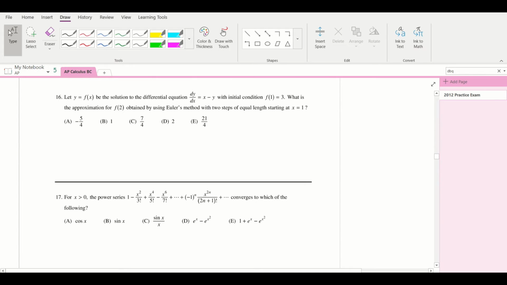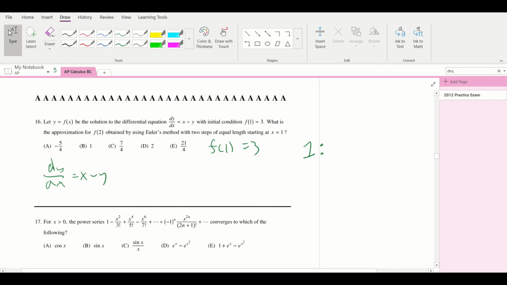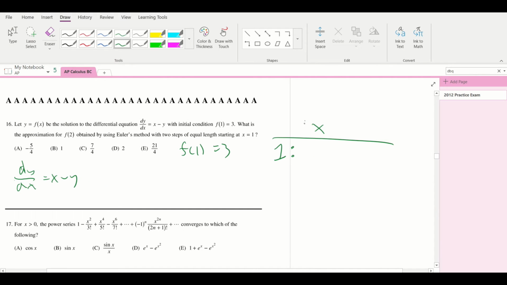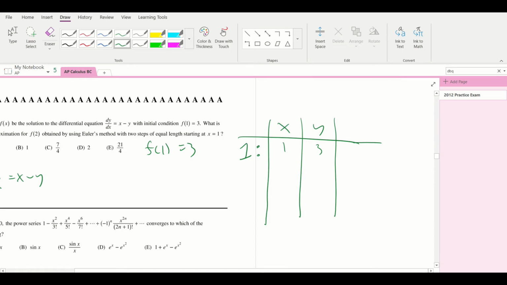All right, so you just need to use Euler's method. The initial condition is f(1) equals 3, and dy over dx equals x minus y. It's going to be a bit messy because I'm not the best at organization, but I'll try my best. Let me draw a table here. On the first step, we keep track of the x value, the y value, and dy over dx. The x value here is 1, the y value is 3, so dy over dx is just negative 2.